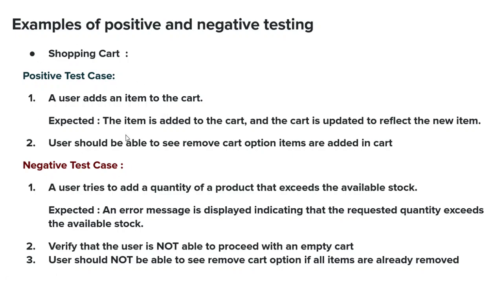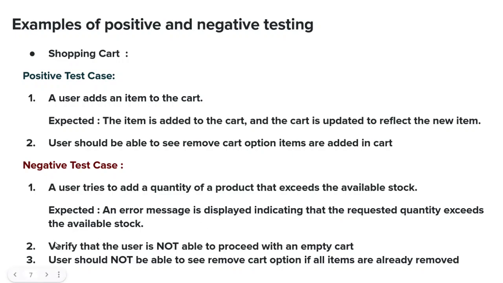Now what are the negative scenarios? Let's say a user tries to add a quantity of a product that exceeds the available stock. If available stock is only 5 and the user is trying to add 6 items of that same product, an error message should display to the user indicating that the requested quantity exceeds the available stock. Now this is a negative scenario.